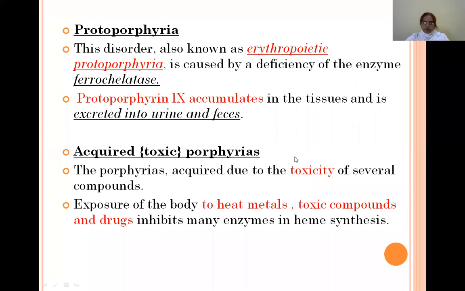Now see the acquired or toxic porphyrias. The porphyrias are acquired due to the toxicity of several compounds. So when the body is exposed to heavy metals, toxic compounds and drugs, they inhibit many enzymes in heme synthesis.